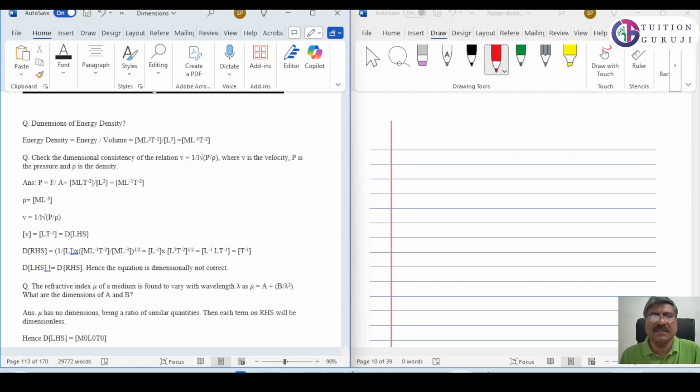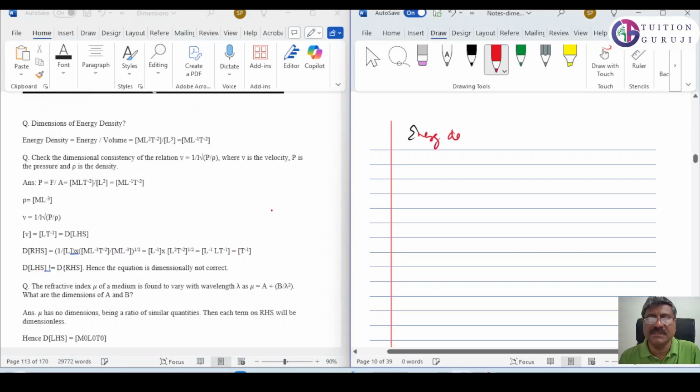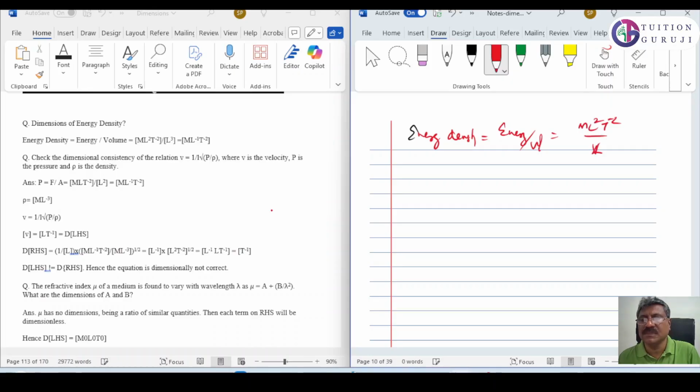Dimensions of energy density. Next question is dimensions of energy density. Energy density is equal to energy by volume. Energy is M L square T raised to minus 2, and volume is L cube. Therefore it is M L raised to minus 1 T raised to minus 2.